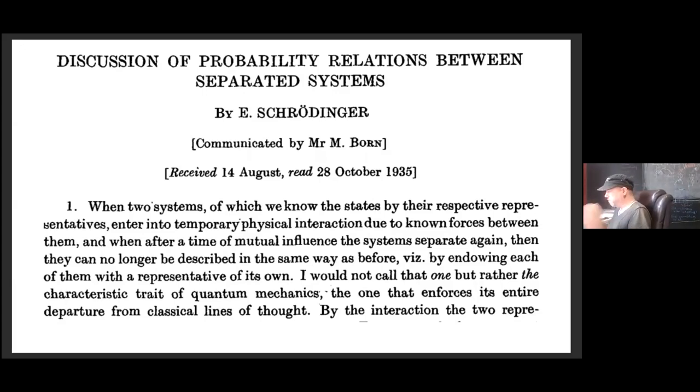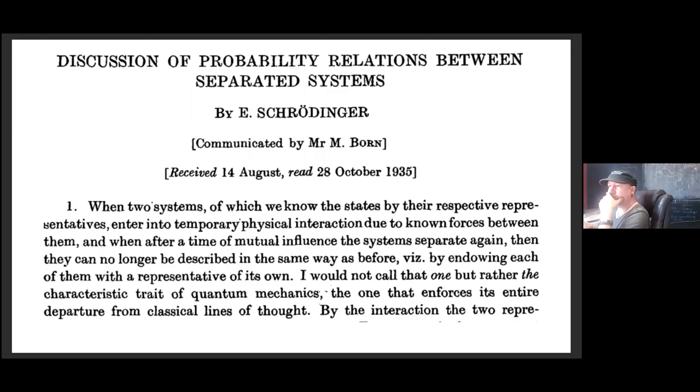So von Neumann definitely thought, as many people in quantum foundations still do, that quantum measurement is at the core of the quantum formalism. What makes quantum different than classical is measurement. Schrödinger, in 1935, actually disagreed with that. And then he starts talking about entanglement. So this paper is usually credited with entanglement.